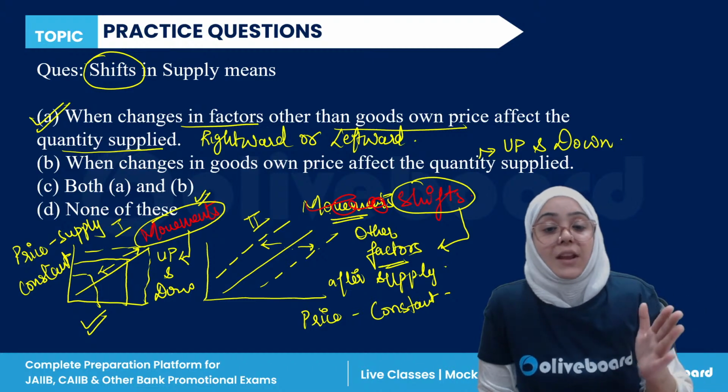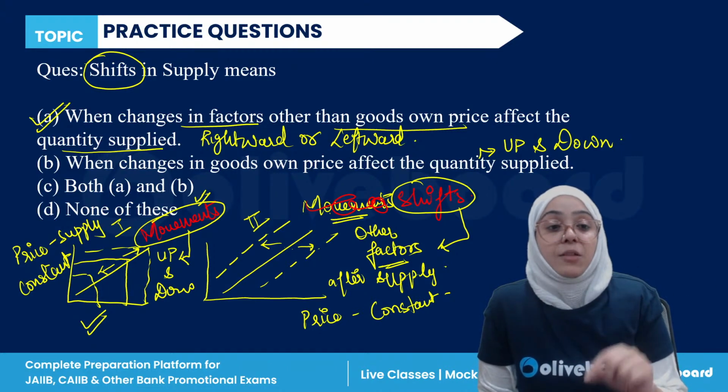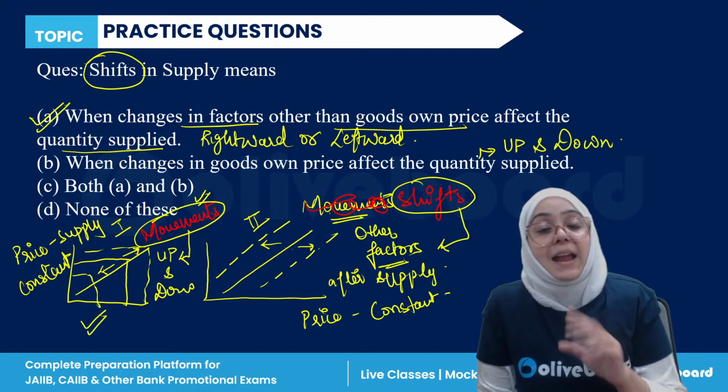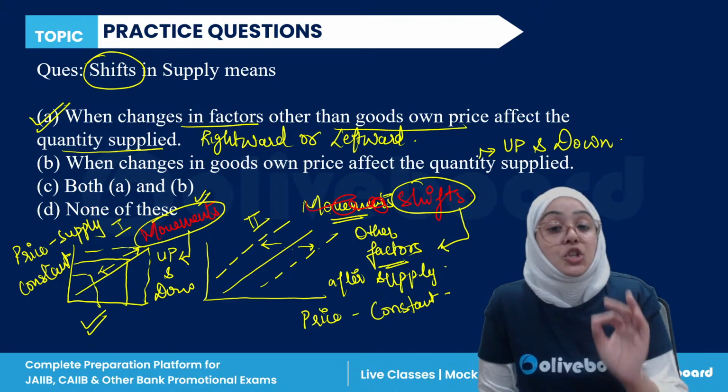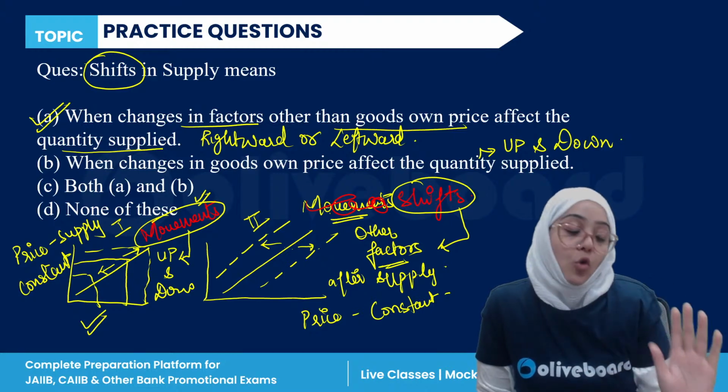Okay, so shift is rightward and leftward, movement is up and down. Movement means price is affecting the supply, other factors are constant. Shift means other factors are affecting the supply, price remains constant.